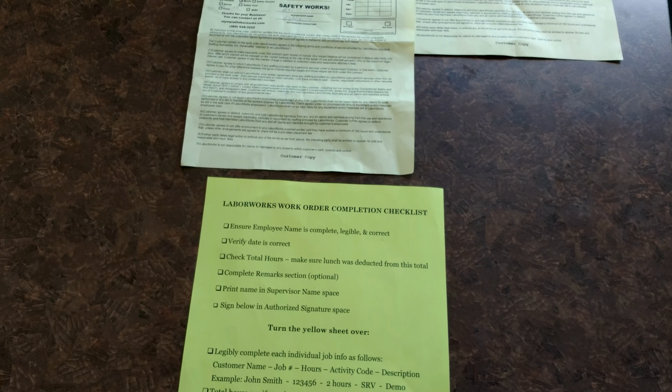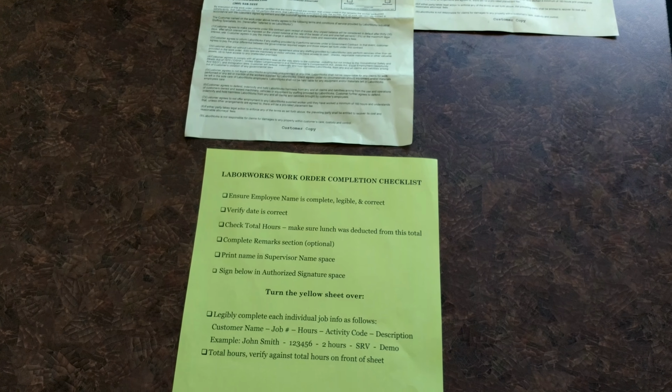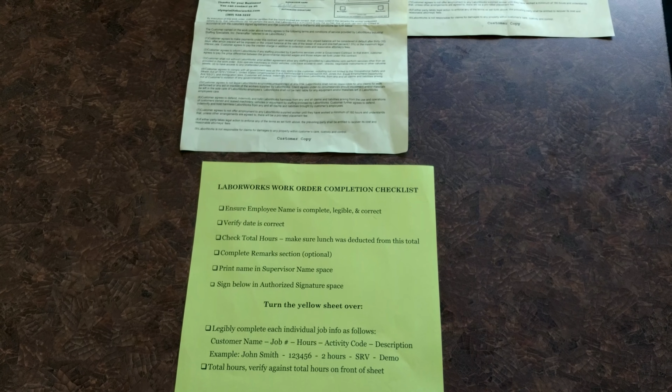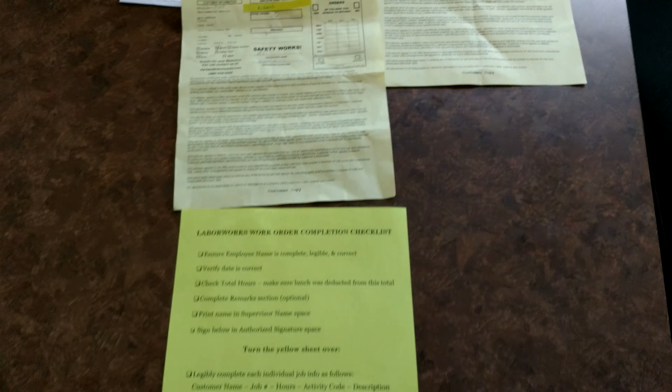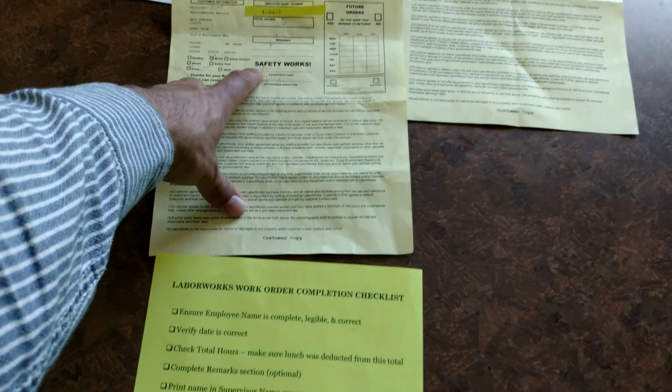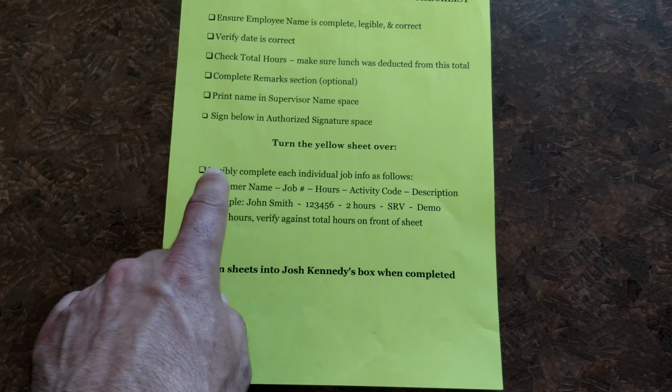Check total hours and make sure the lunch was deducted. Some of the errors that we see is where they put the total hours worked and include the lunch half hour in that total. So we want to make sure they're deducting lunch from that. Complete the remarks section, so I guess they put in comments if they have comments. Print the name of our employee who's approving the timesheet and then sign the name. And then flip over the timesheet and complete the information as follows.